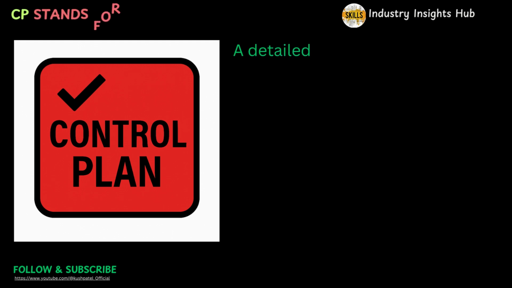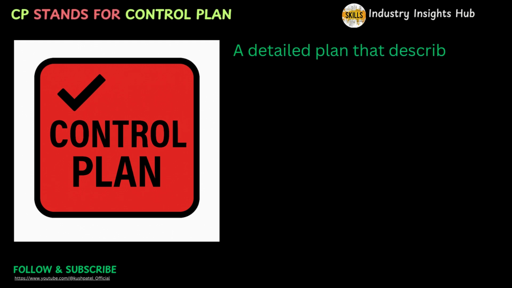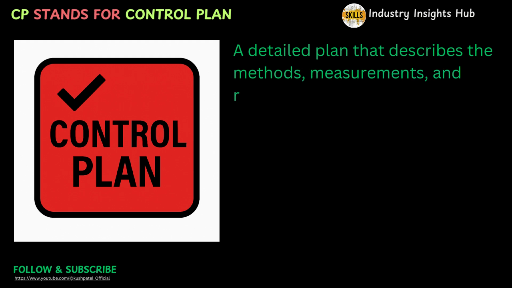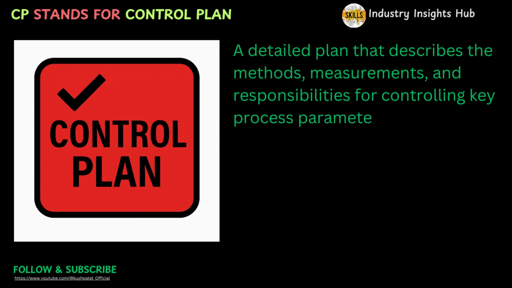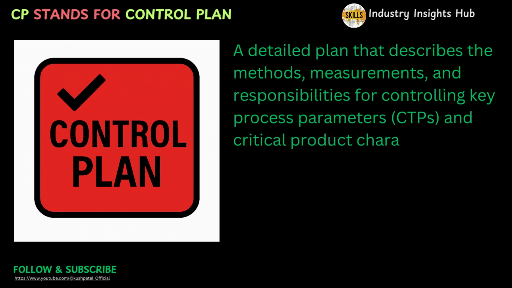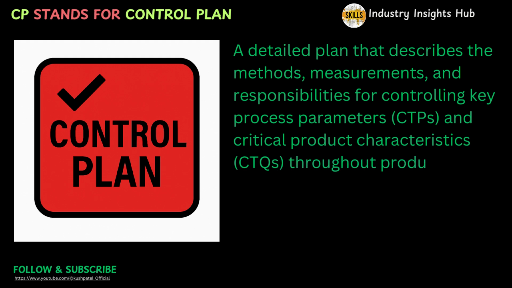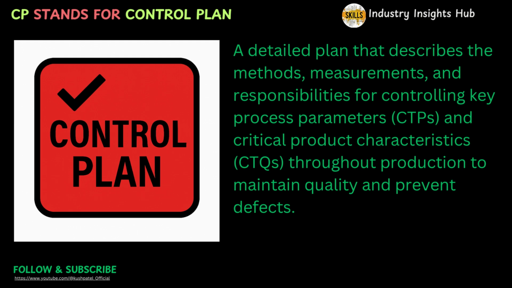Now, the third question comes to mind: how to control these parameters to take care of CTQ and CTP to maintain the quality of the product. Here is the answer. To control CTQ and CTP we need to create a control plan. What is a control plan? A detailed plan that describes the methods, measurements, and responsibilities for controlling key process parameters, CTPs, and critical product characteristics, CTQs, throughout production to maintain quality and prevent defects.